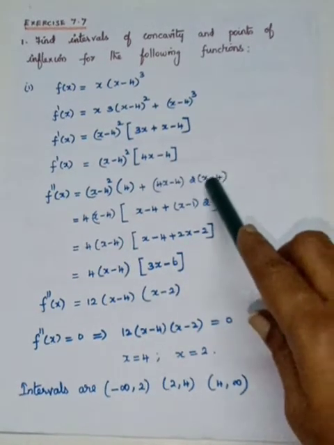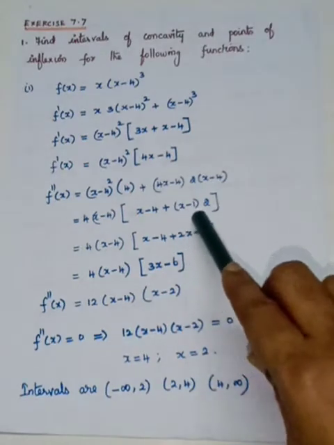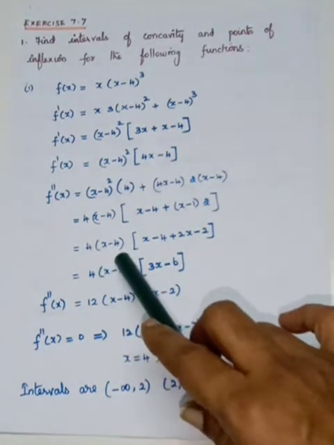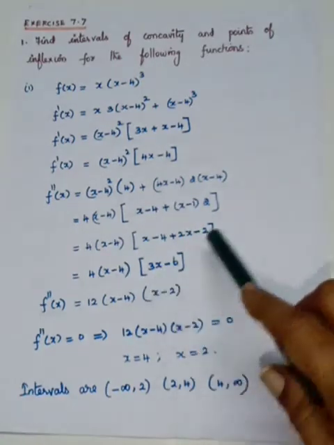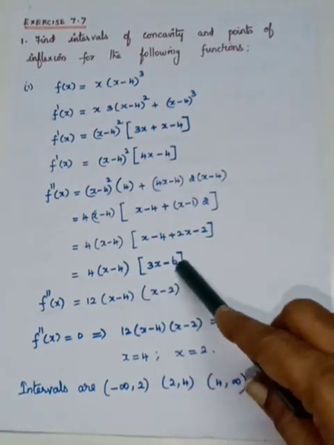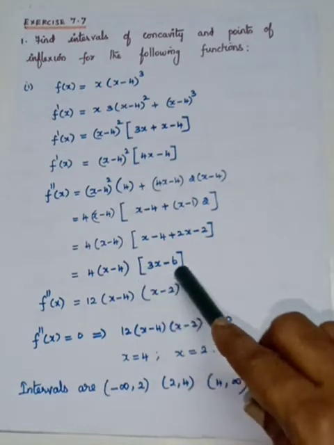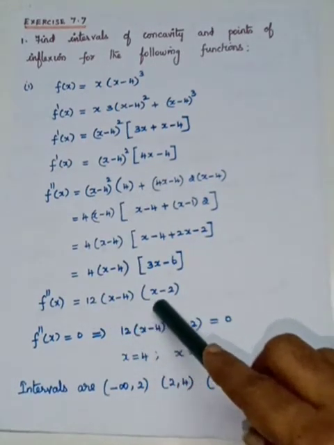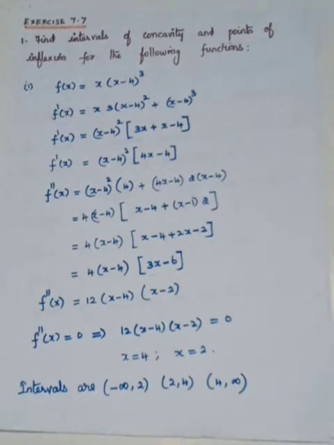From this, x minus 4 is taken out. So the second term is (x minus 1) into 2, and 4 into (x minus 4). If you simplify, you will get 3x minus 6. So therefore, from this term, 3 is taken out. So 4 3s are 12. 12 into (x minus 4) into (x minus 2). So the second step I have completed. What is that? f double dash of x. So using the second derivative only, we are going to do the problem.